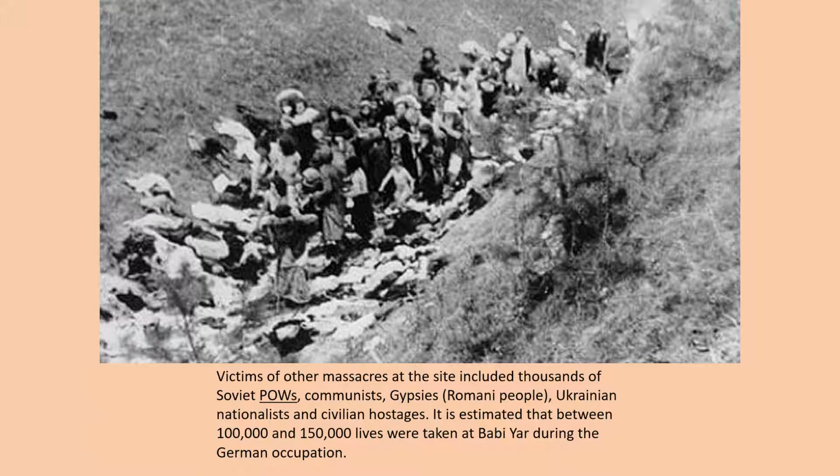Another terrible photograph. Victims of other massacres at the site included thousands of Soviet POWs, which were treated just as communists. Slavs were treated as almost subhuman, not treated very well, viewed in the eyes of the Germans, with many thousands of Soviet POWs killed, hundreds of thousands. But at this site, other massacres included POWs, communists, gypsies, Romanian people, and any Ukrainian nationalists that were proud to be Ukrainians were executed if they were found, and civilian hostages. It is estimated between 100,000 to 150,000 lives were taken at Babi Yar during the German occupation.